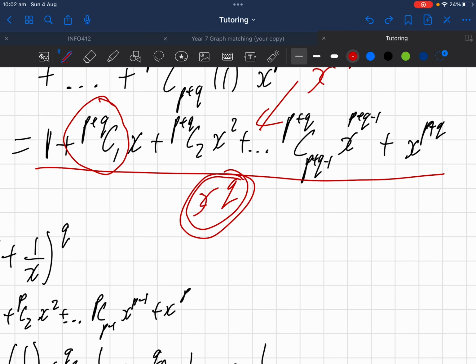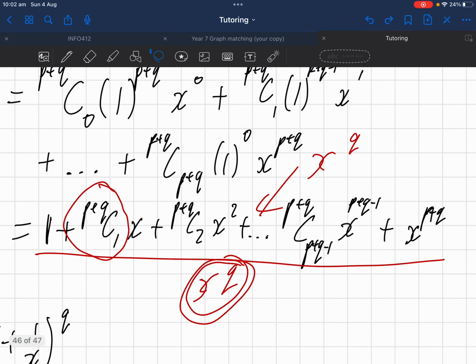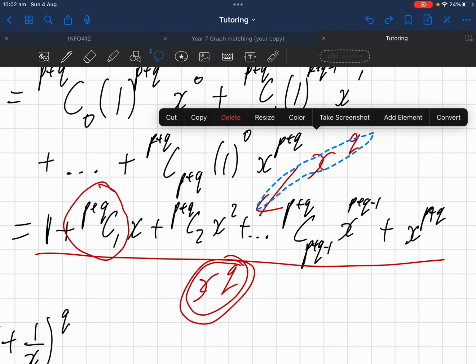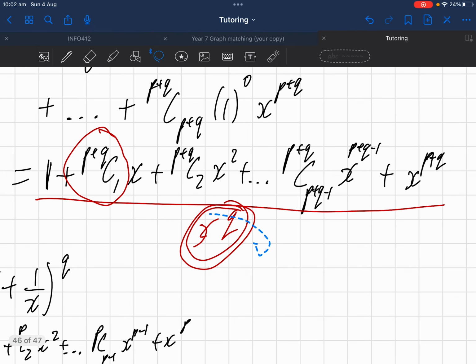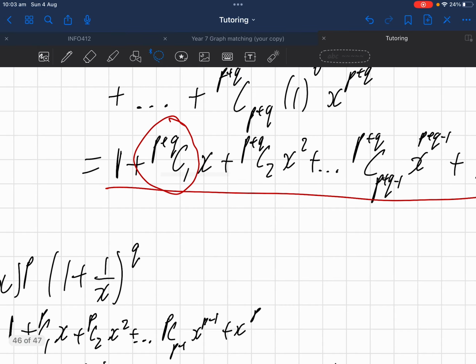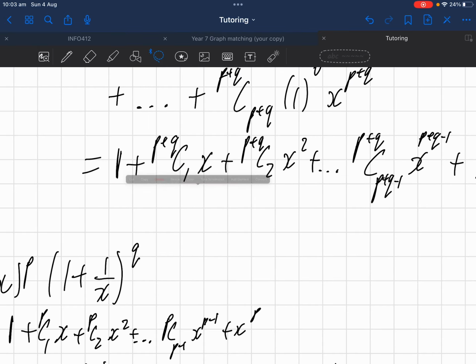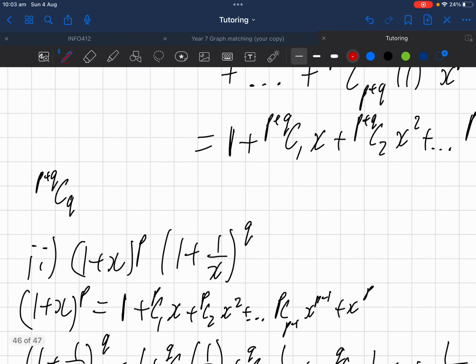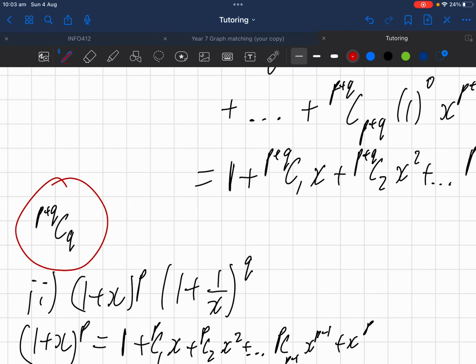And so that's going to be the term. It's going to be the qth term, in a way, if you include the 0th term at the start. So that's what it's going to end up being.